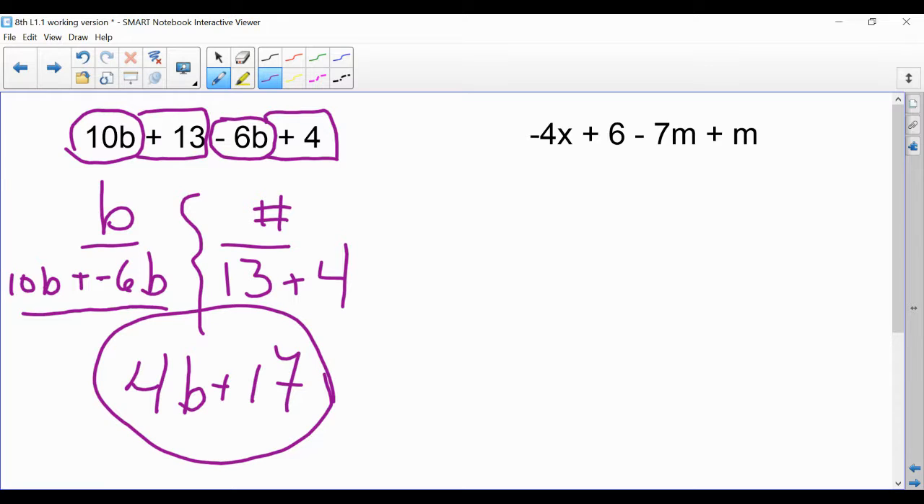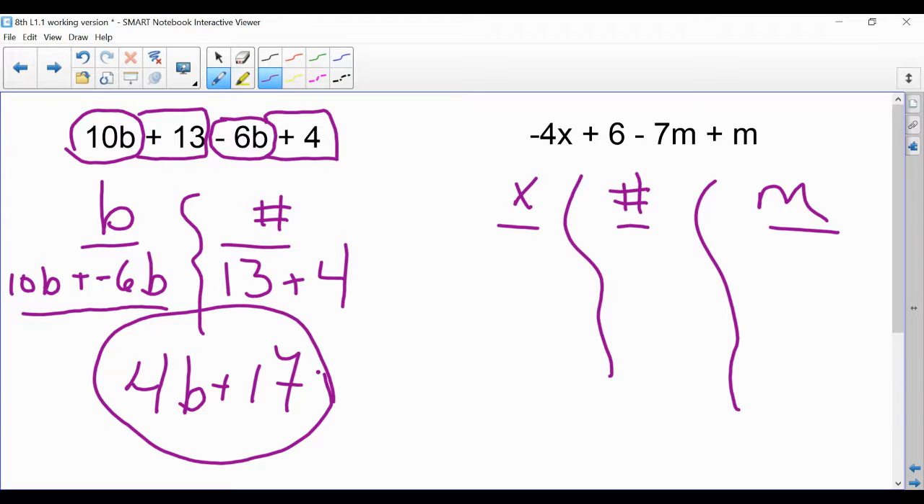And the last one over here, and then I'm going to have you try some, and then we'll check your answers. So this problem says negative 4x plus 6 minus 7m plus m. So there's three things in here. I have x's, and then I have numbers, and then I have m's. So there's three categories. For the x's, I have a negative 4x. No more x's in there. For the numbers, I have a plus 6. No more plain numbers in here.